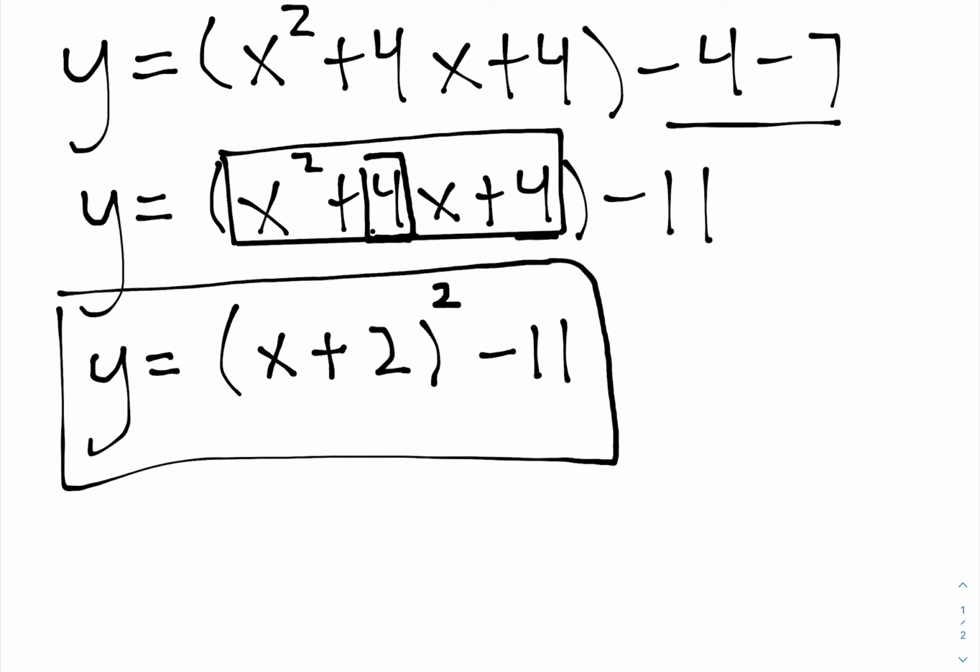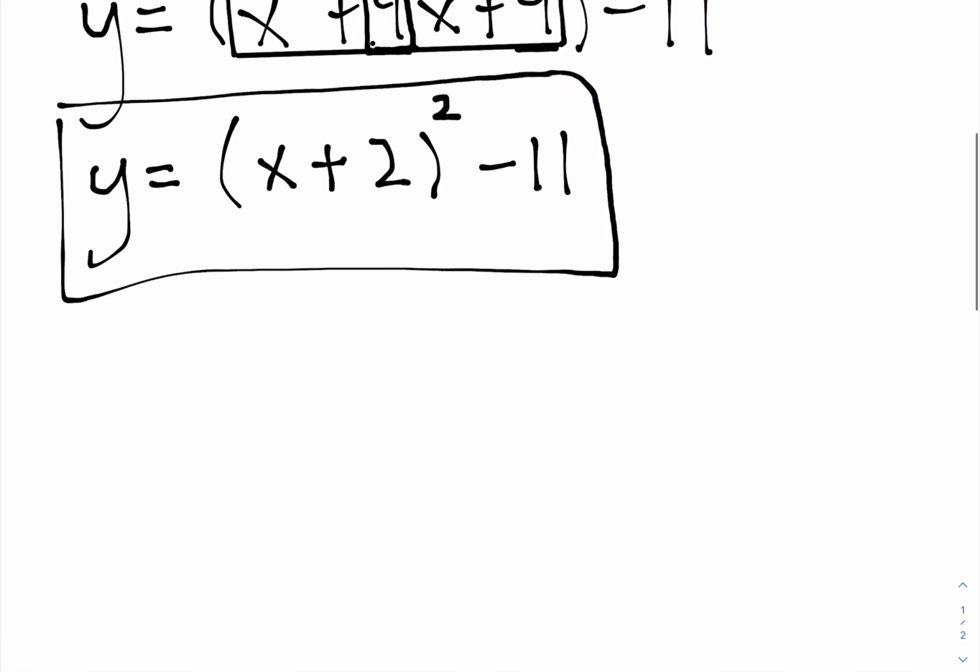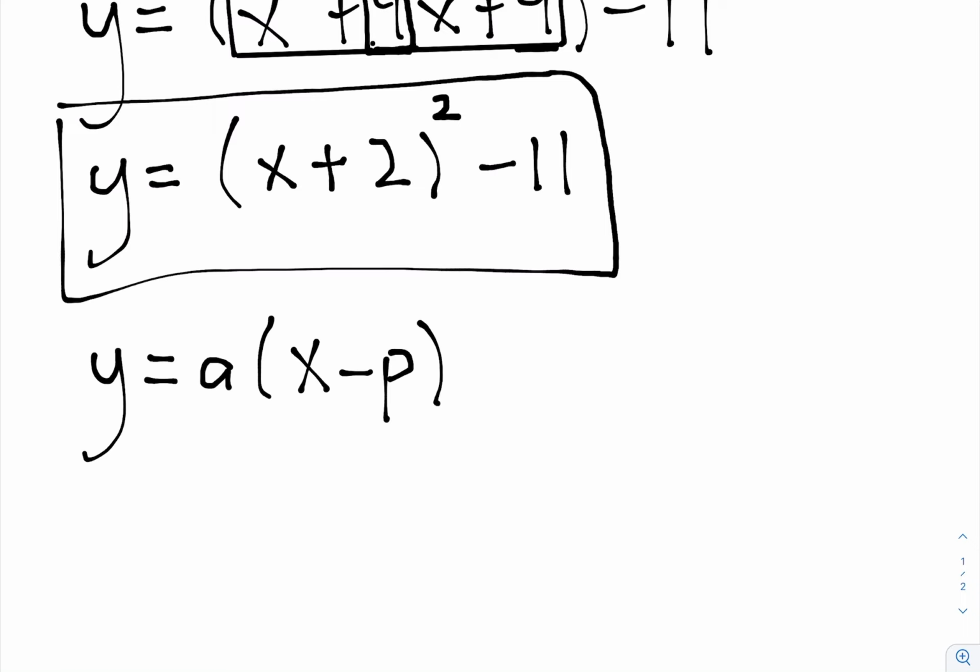Okay, and what this tells us is, well, let me just write it out. So vertex form is equal to a times x minus p, squared, plus q. Sometimes it's p, sometimes it's k, sometimes it's h. Teachers use different kinds of notations. So if we're subtracting p and we're adding q, p is going to be the x coordinate of our vertex, and q is going to be the y coordinate of our vertex.